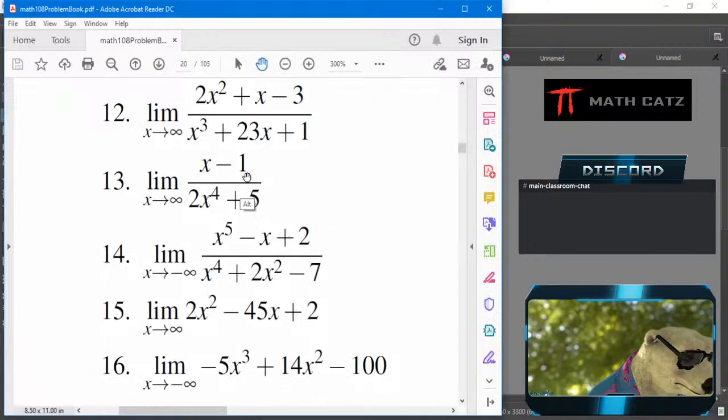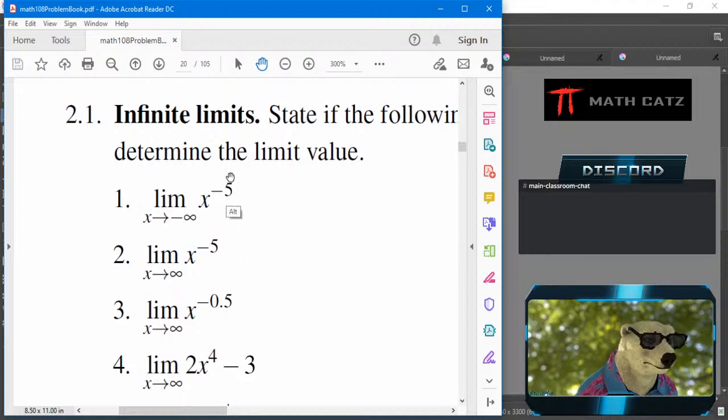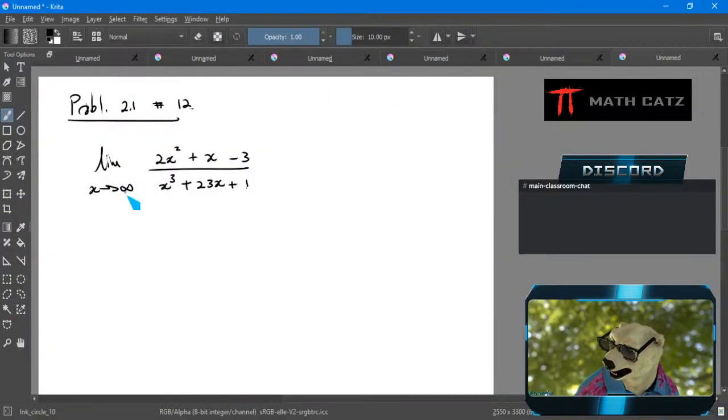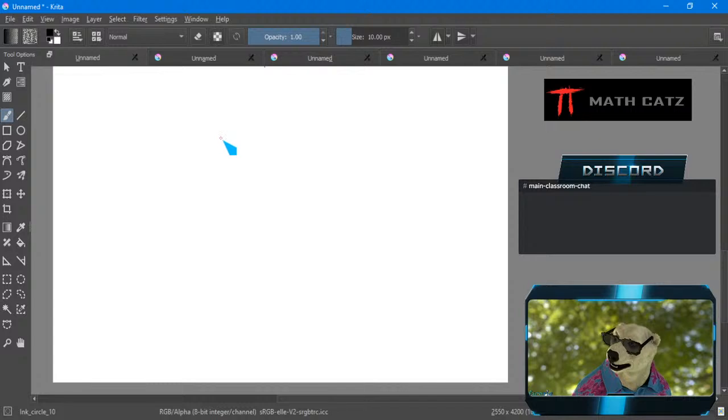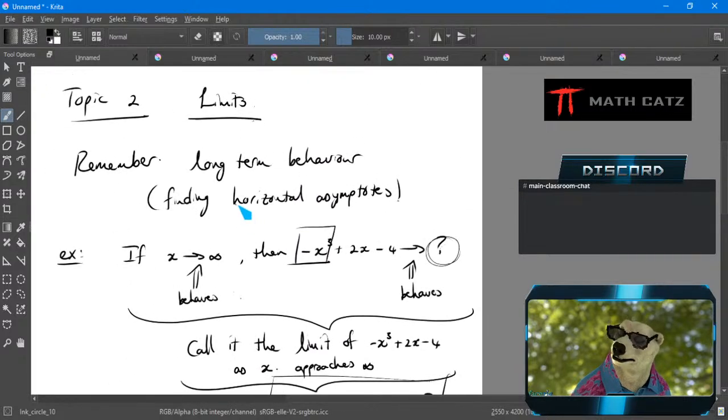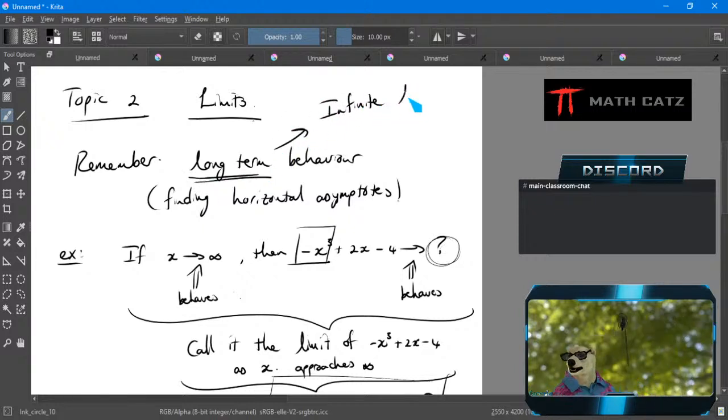I just want to make a side note since I forgot to really explain the heading of this problem set, infinite limits. When x approaches positive or negative infinity, we call them infinite limits. That does not mean the answer is infinity. The answer could be anything. It's about the behavior of x. Long-term behavior, infinite limits. That refers to x approaching plus or minus infinity, not the answer, not what the function is doing. Oh, I got all choked up there. It's so beautiful.